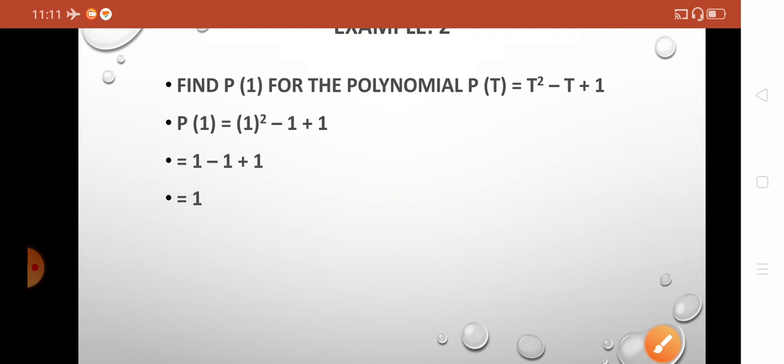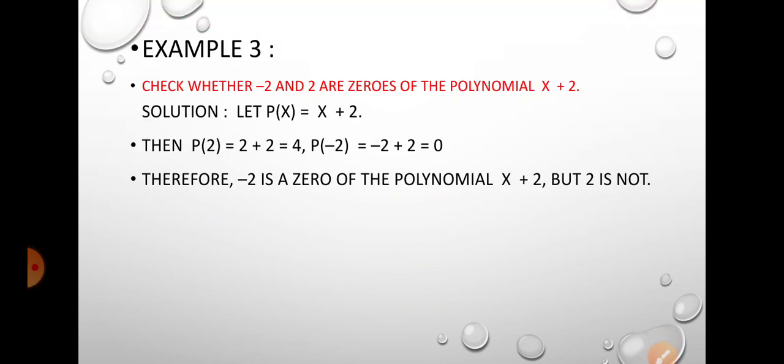Now let us move to our exercise. Sorry, third example we have. Check whether minus 2 and 2 are zeros of the polynomial x plus 2 or not. So you are given two numbers, one is minus 2 and one is plus 2, and you have to check whether these are the zeros of the polynomial given or not. So to find out that these are zeros, what you have to do? You have to put these values in the given polynomial. If your answer comes out to be 0, that means the number is a zero of the polynomial. If it is not equal to 0, that means it is not a zero of the polynomial.